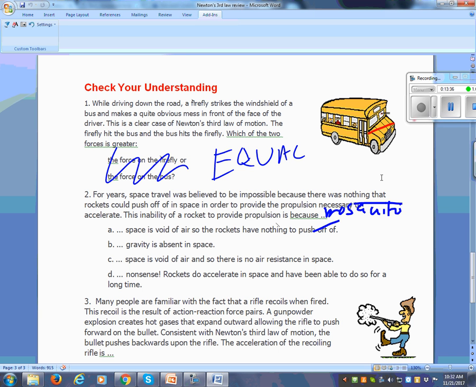So, answer A, is this an inability of a rocket to provide propulsion because space is void of air, so the rockets have nothing to push off? Who says A? Anyone? How about B, gravity is absent in space? How about C, space is void of air, and so there's no air resistance in space? So it's a few tentative half hands up so that they can put it down real quick in case they're wrong. Nonsense. Rockets do accelerate in space and have been able to do so for a long time. Who says D? Correct answer is D.